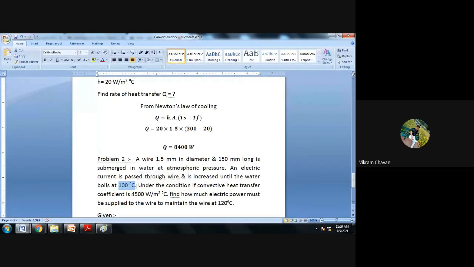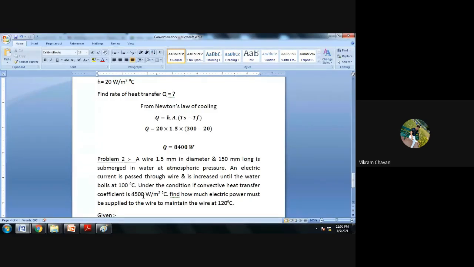So we have to consider the fluid temperature as 100 degrees Celsius. Under this particular condition, the convective heat transfer coefficient of 4500 is provided. Okay, it means the heat is transferring from wire to water and water is boiling, and at that particular condition the convective heat transfer coefficient is 4500 watt per meter square degree Celsius.